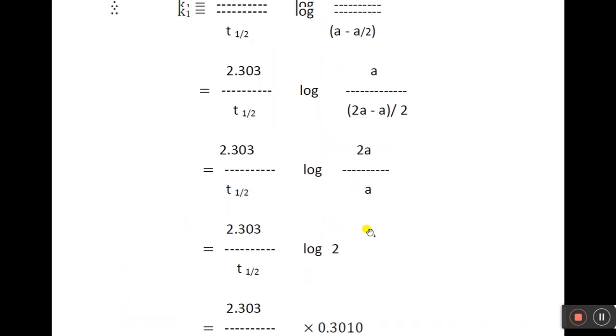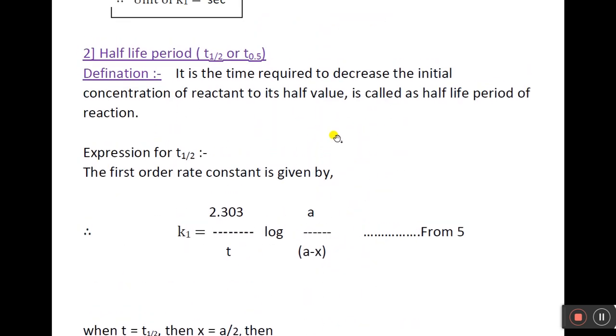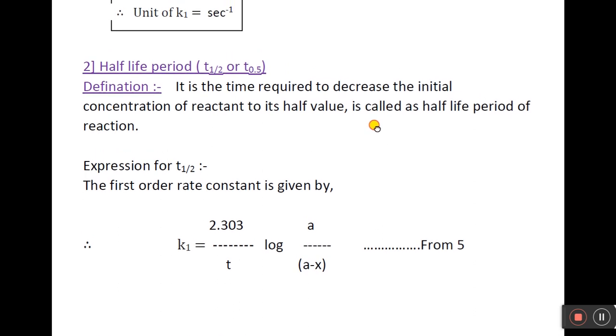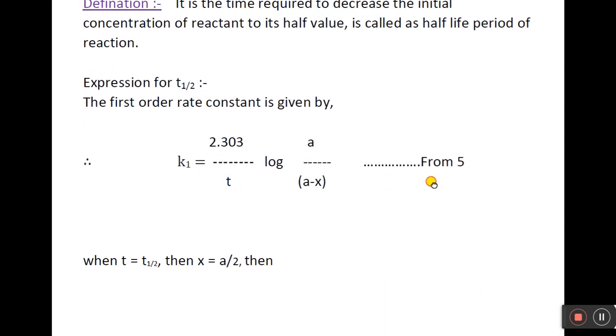Once again, we will see what we learned. Half-life period means the time required to decrease the initial concentration of reactant to its half value. The first order rate expression is given by k1 is equal to 2.303 upon t log of a upon a minus x. When x, the amount of product formed, is equal to a by 2, then t is equal to t half.